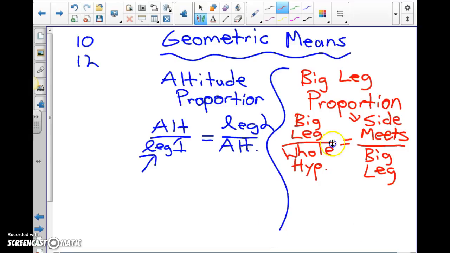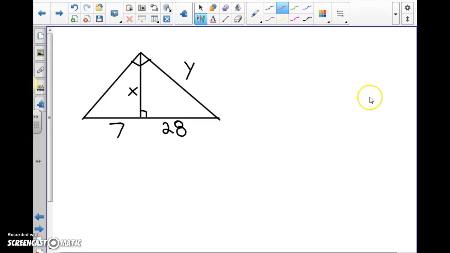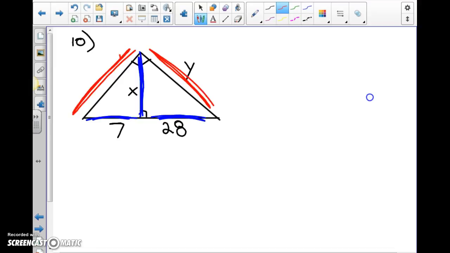So looking at number 10 first. This is what I've got. You have to decide, wherever my variables are, whether I'm going to be using the altitude proportion or the big legs proportion to do my geometric mean. Remember that if I'm doing the altitude, it involves either the altitude, this piece, or this leg. If what you're needing to find doesn't involve one of these three pieces, then it's going to be a big leg situation. Looking at the big leg, it's this side and this side.